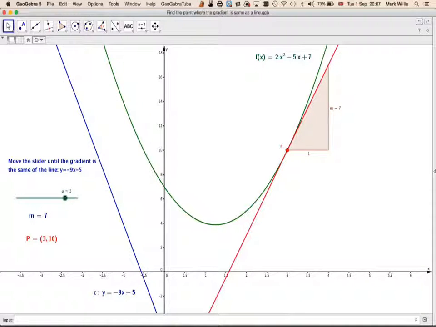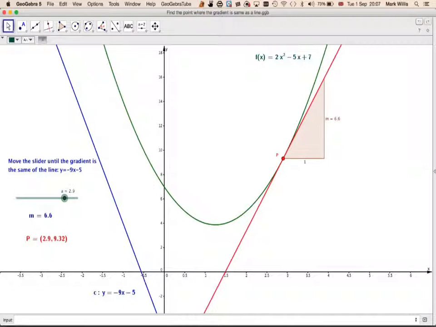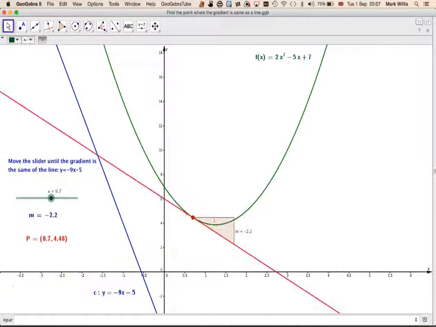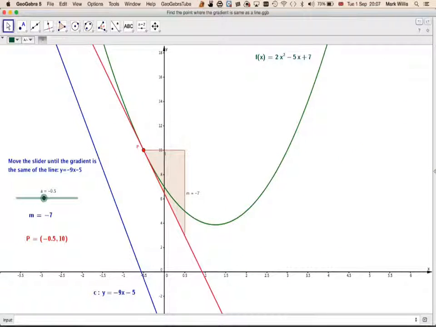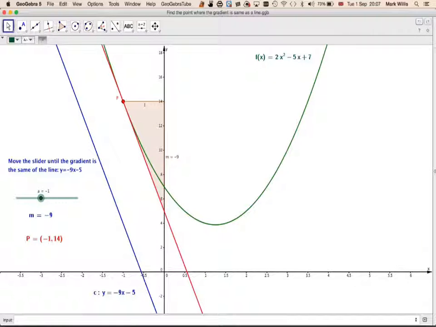So if I move the slider back this way, I will see at one particular point this line will actually be parallel, and this is it here, these coordinates, minus 1, 14. I will see that this line will be parallel to the tangent to the curve drawn at that particular point. The point is actually minus 1, 14. So we're going to look at this algebraically now, and we'll come up with the same result.